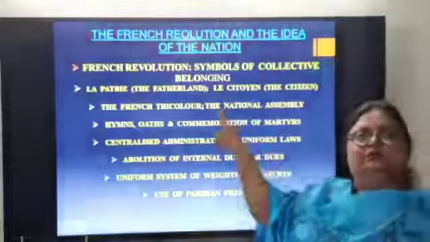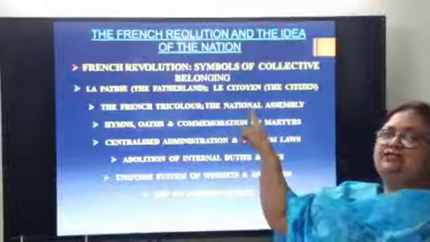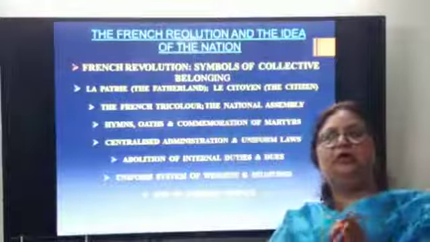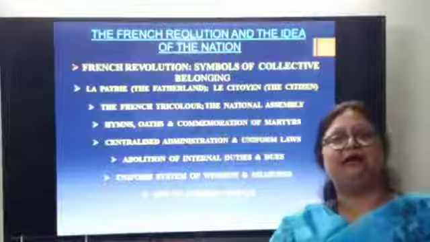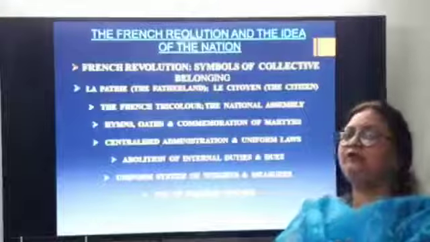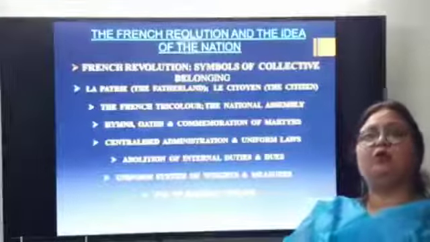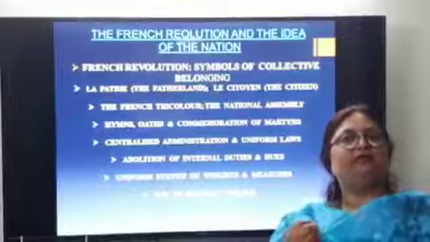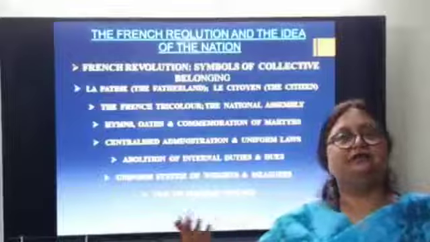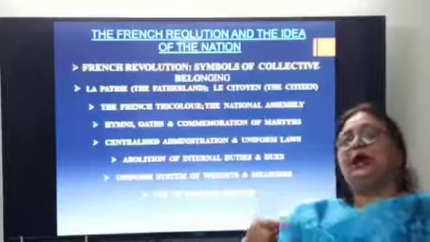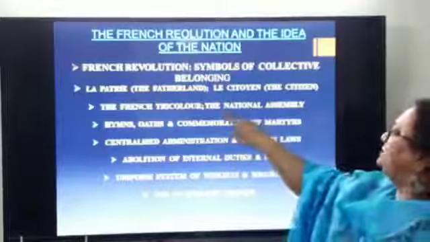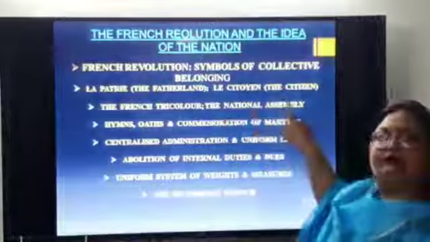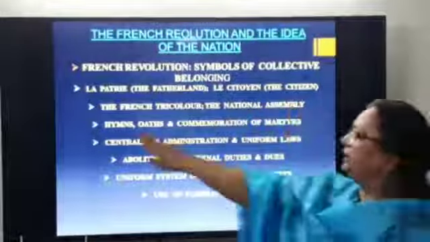The National Assembly was formed, a constituent body which was basically elected by the active citizens. Now, since we've already studied in class 9, who were active citizens? Active citizens were those who could pay 3 days' wages as a tax. Those were the people who had the right to vote and could elect the National Assembly. The Constitution of France was basically drafted by this assembly.